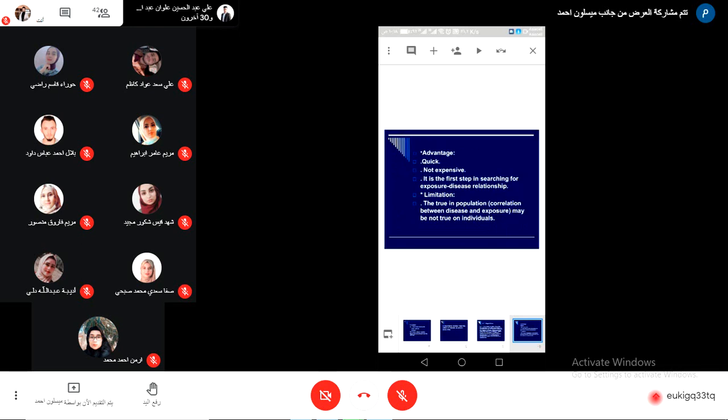The advantage of this study is that it is quick, not expensive, and it is the first step in searching for an exposure-disease relationship. The limitation of this study is that what is true in the population may not be true in the individual. That means the correlation between the disease and exposure true in the population may not be true in individuals; not every case true in the whole population will be true in each individual.